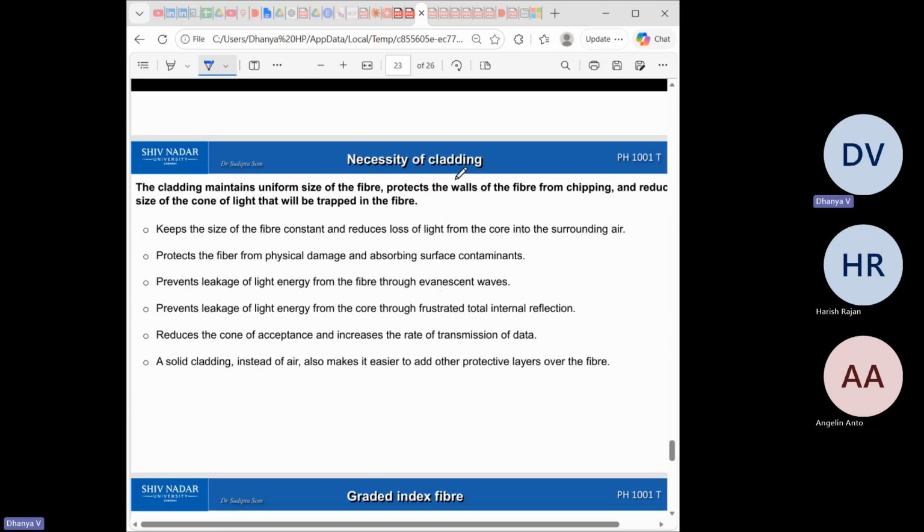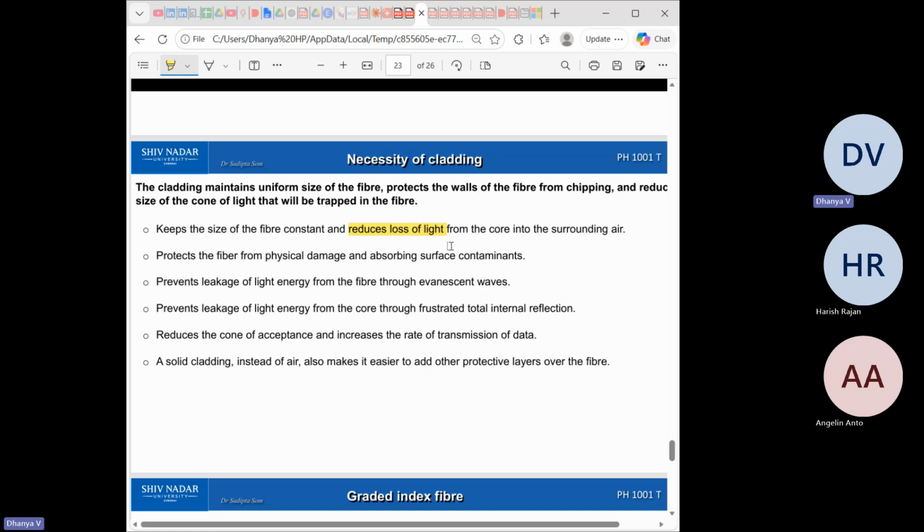Okay, so what is the necessity of cladding? I think it's better to know this. It keeps the size of the fiber constant and reduces the loss of light. Okay, so mainly it reduces the loss of light. I mean, are we doing all of this for efficient transmission? No. If there is loss of something, then why would you need this?